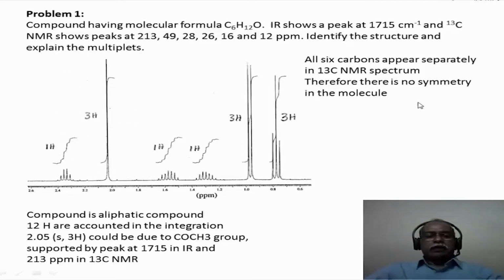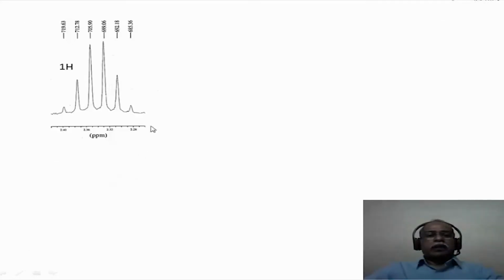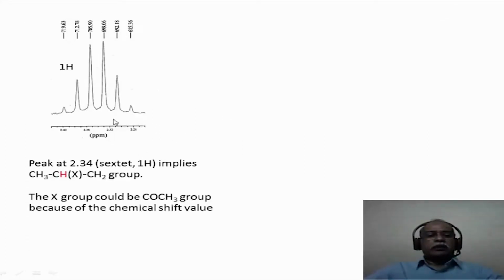Now these multiplets are expanded for the sake of convenience to see the nature of the multiplet. The first multiplet at around 2.38 or so is expanded here, and one can clearly see that it is a signal with lines 1, 2, 3, 4, 5, 6. There are 6 lines here, so it is a sextet of 1 hydrogen intensity.